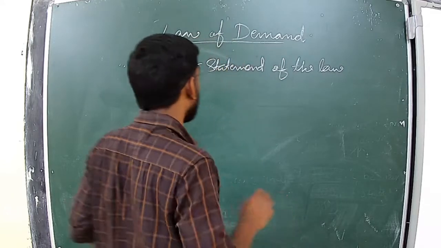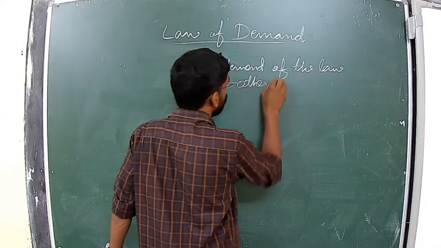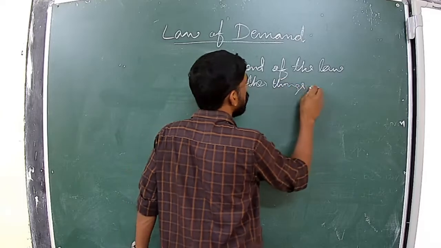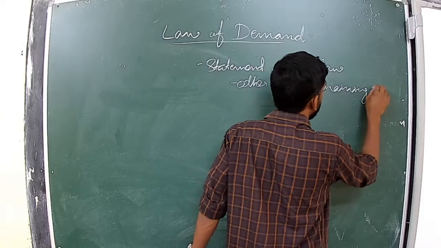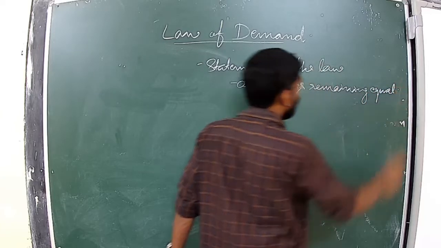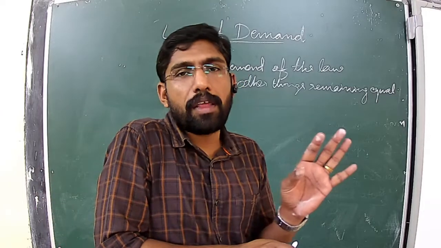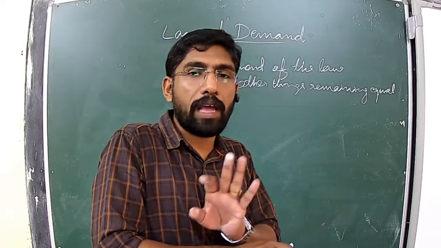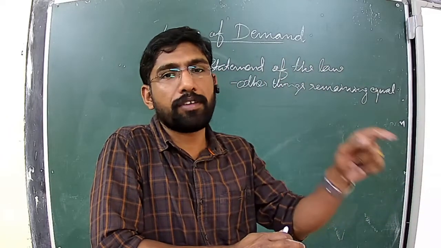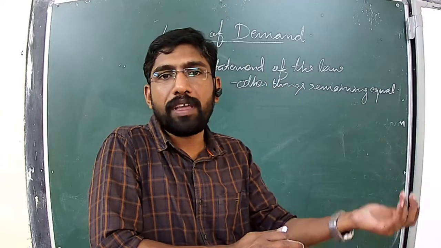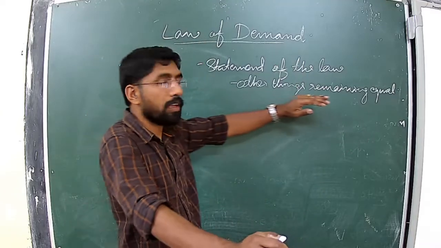So the statement has three parts. Other things remaining equal. Other things means anything other than the price of the commodity: the taste and preference, price of related commodities, future expectations, size of the population, government policy, income of the consumer, whatever it be, anything can be. So other things remaining equal.